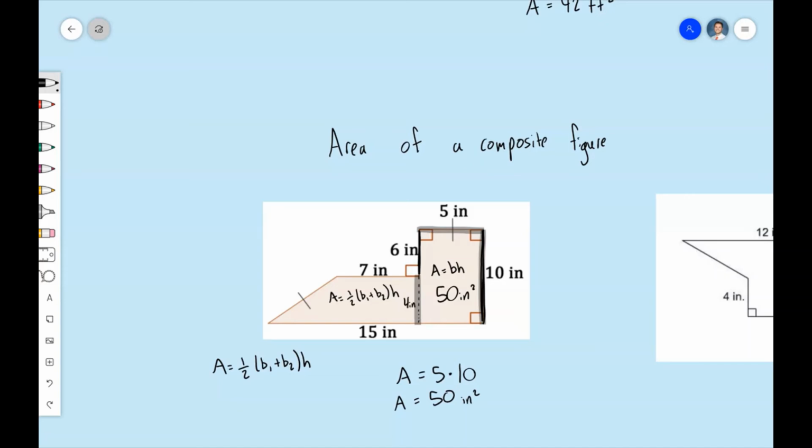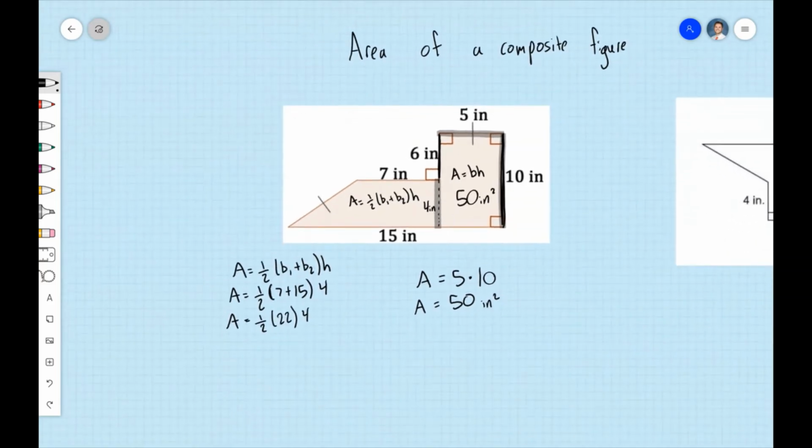So now I have my height of 4 inches, base 1 and base 2, so I can solve for the area of the trapezoid. So this area will be equal to 1/2 of 7 plus 15 times 4. And we know that 7 plus 15 is 22. So 1/2 of 22 times 4. And 1/2 times 22 is 11. So we have 11 times 4. So our area of this trapezoid would be 44 square inches.